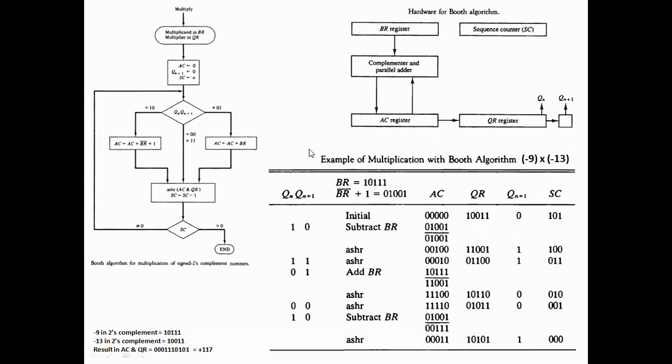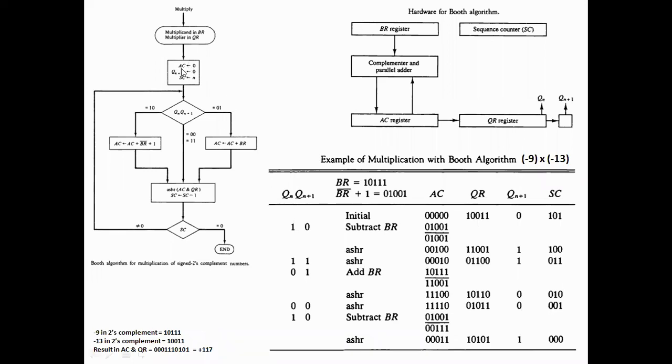So let us start with the flow chart. First, I have to put the multiplicand in BR. So the multiplicand is -9, which is this. So I will put this into BR. So in BR, I have stored 10111. And the flow chart says multiplier in QR. So here I have QR in this table. So in QR, I store -13, which is 10011. This -13 I store here.